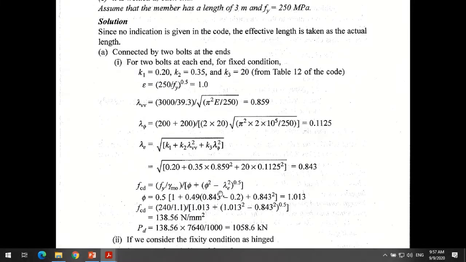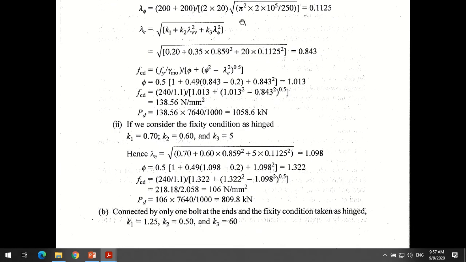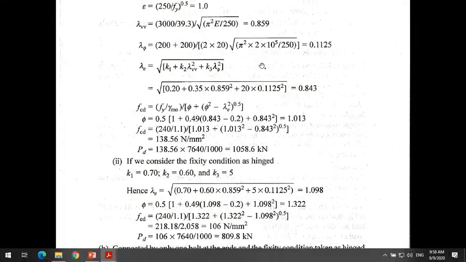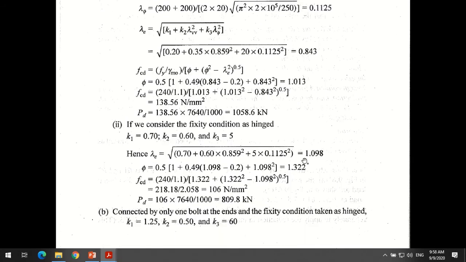This is what the fixed end condition gives. Another condition considered is the hinged end condition, where k1, k2, k3 will change. When k1, k2, k3 change, the lambda e value changes. Lambda phi value was 0.1125. Lambda e in the case when full fixity is considered is 0.843, and lambda e when the hinged end condition is considered is 1.098.